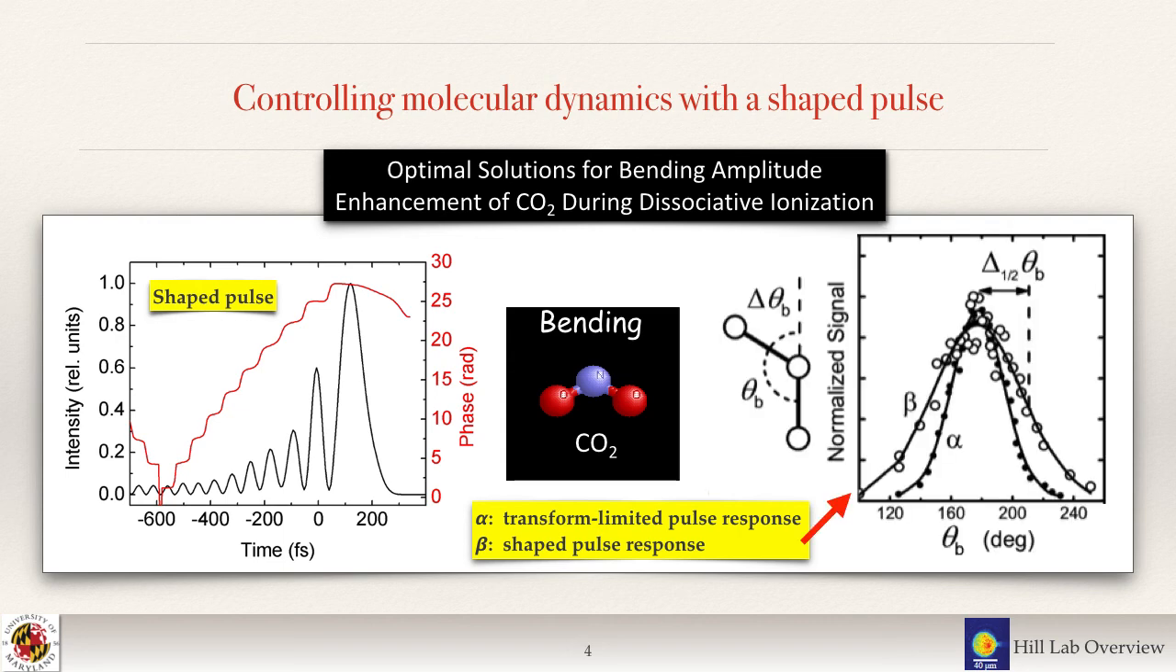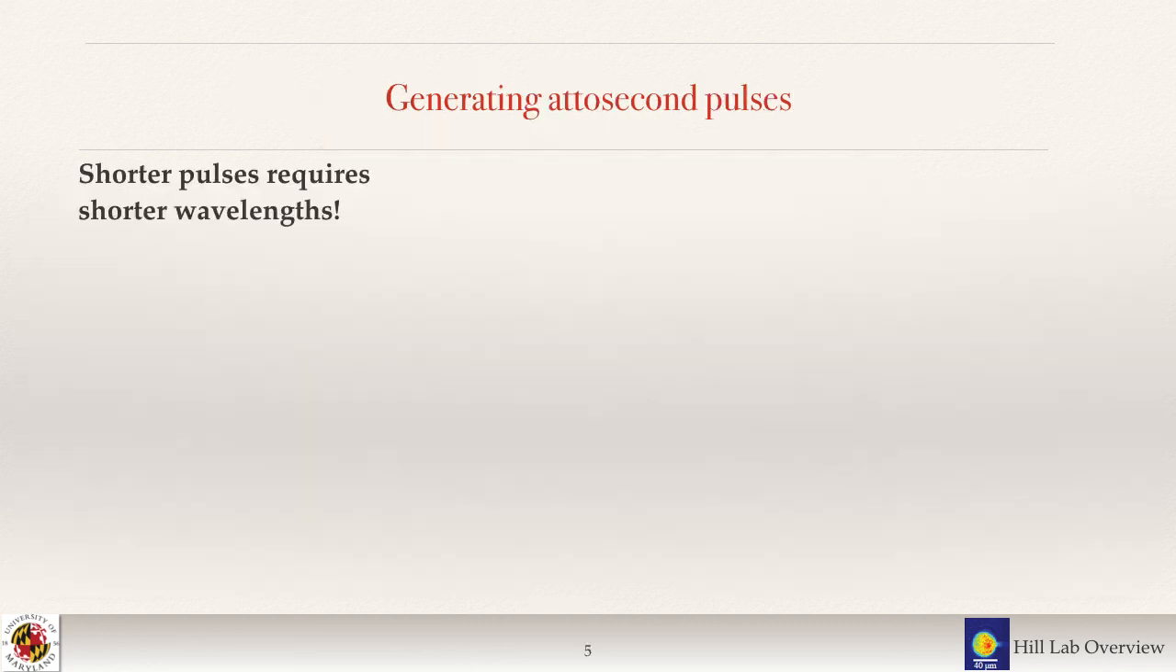The alpha response, corresponding to the transform-limited pulse, has a relatively narrow pulse compared to the beta response to the shaped pulse. Now the interpretation is that the very small pulses at the beginning initiate bending in the molecule, while the very large pulse ionizes the system at its peak bending. And this is the response that we get.